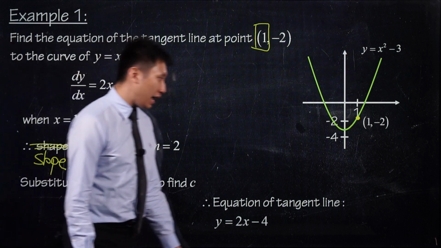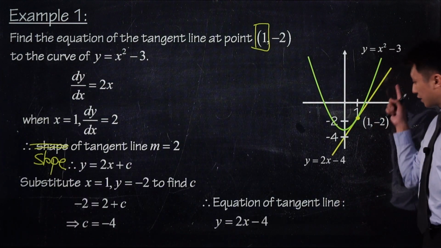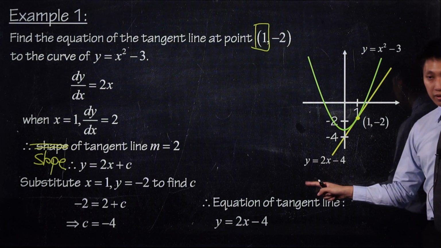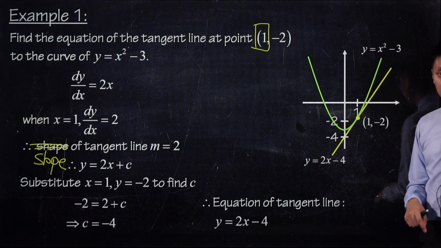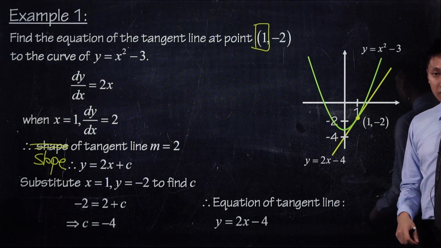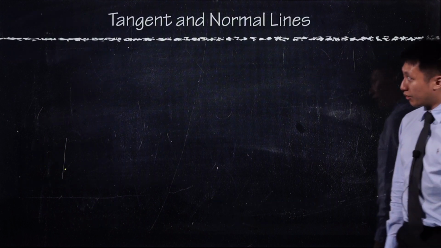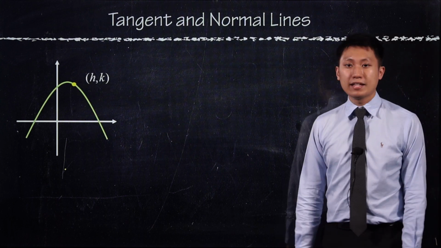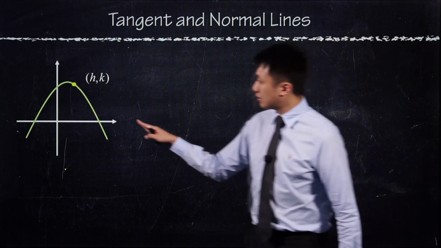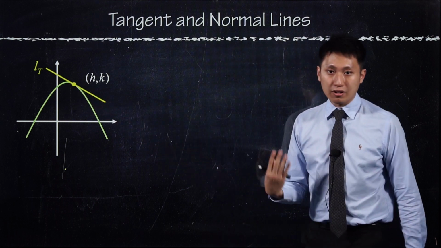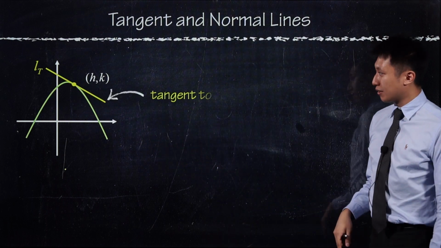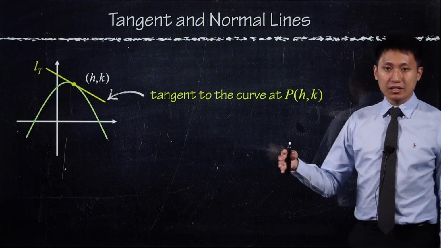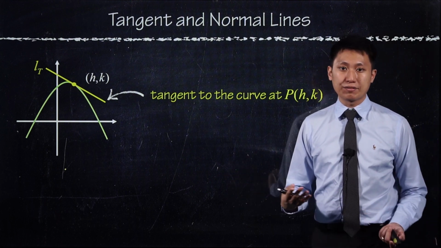So where do you draw that line? It's here, this line here, and this line is y equals 2x minus 4. Slope is 2. Correct? Great. Okay, tangent and normal lines. The tangent line, I guess you know how to draw already. It's this one, right? I call that tangent line LT, the tangent line to the curve at point P(h, k). Normally you just need to know the x value, then it's sufficient.